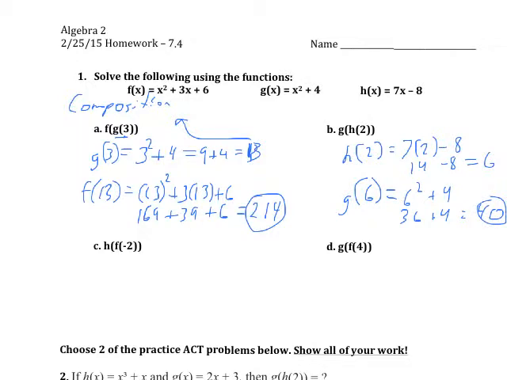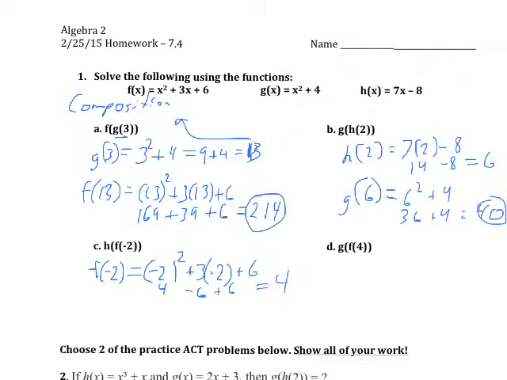Letter C, h of f of negative 2. So you need to be careful on this one. The f function has a squared in it, and so this is really important that you put that negative 2 in parentheses before you square it with a calculator, because that negative needs to cancel out. Let's see, that would be 4 minus 6 plus 6. That all comes out to be just 4.